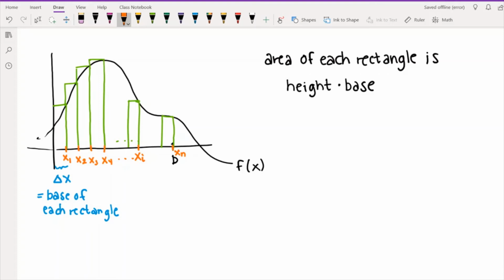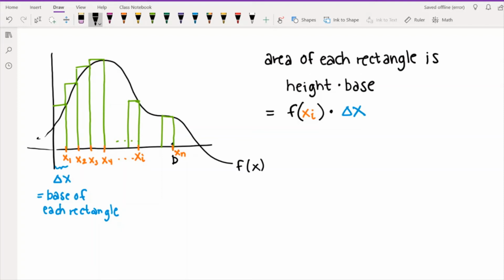So how would we find the area of that rectangle? Well, we know that the base is delta x, right? So I'll put that in as our base. And then how would you find the height? Well, if our function is f of x, you would be plugging in that right endpoint. So you would do f of xi. So f of xi represents the height and delta x represents the base. So that's how you would find the area of one rectangle.